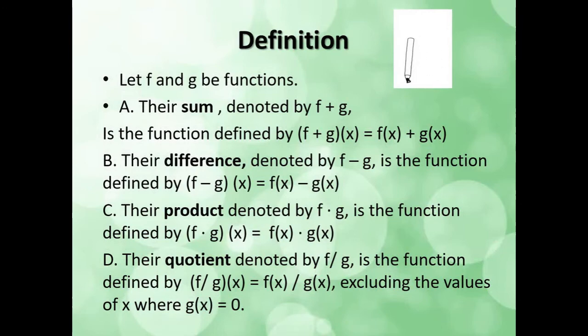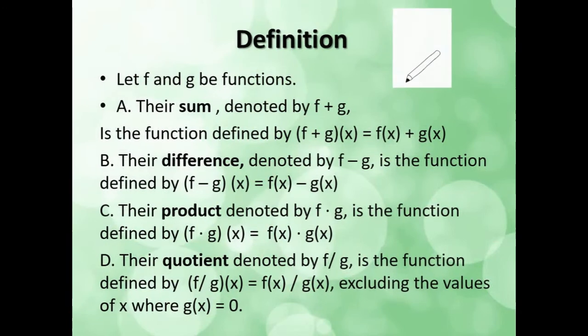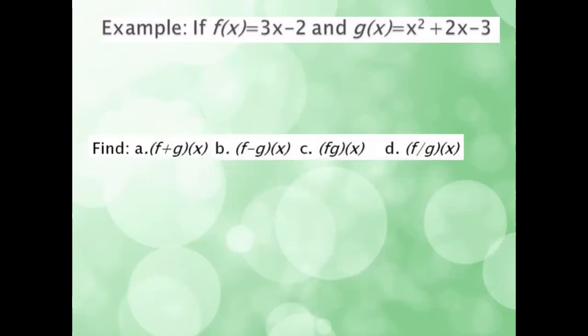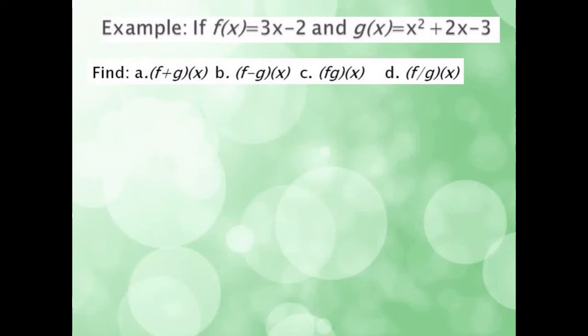Example: if f(x) is equal to 3x minus 2 and g(x) is equal to x squared plus 2x minus 3, find A. (f plus g)(x), letter B. (f minus g)(x), letter C. (fg)(x), and letter D. (f over g)(x).